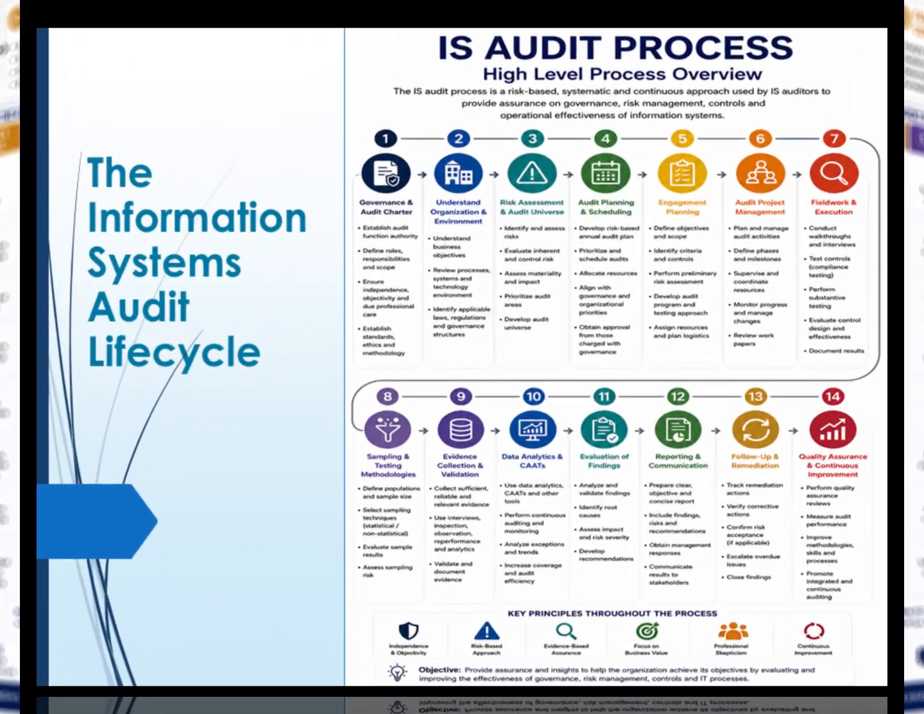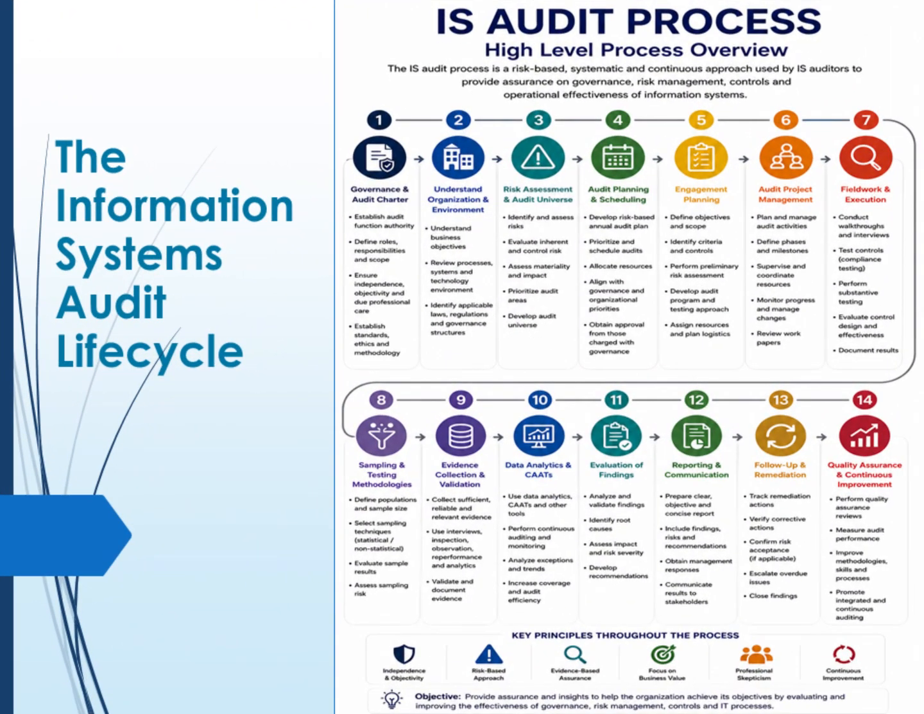The Information Systems Audit Lifecycle is a structured, risk-based process used to evaluate governance, risk management, controls, compliance, and operational effectiveness across the organization. The lifecycle begins with governance and the audit charter, where the authority, responsibilities, independence, and scope of the audit function are formally established.